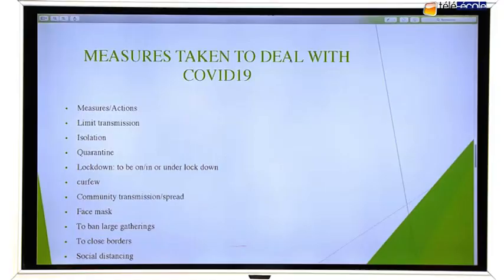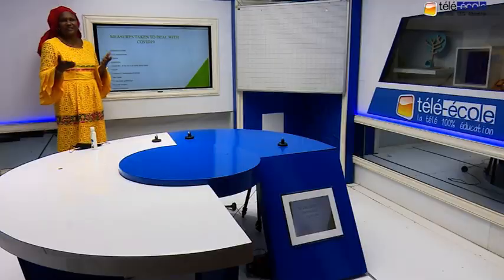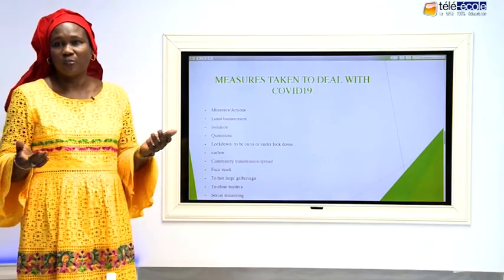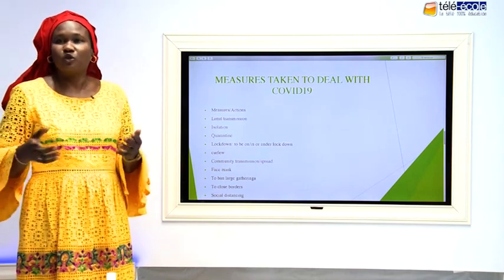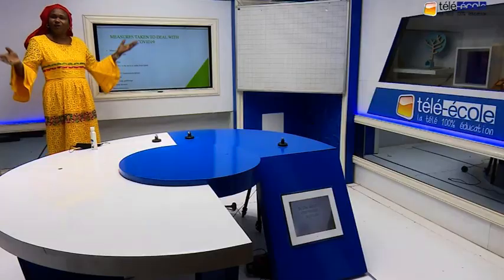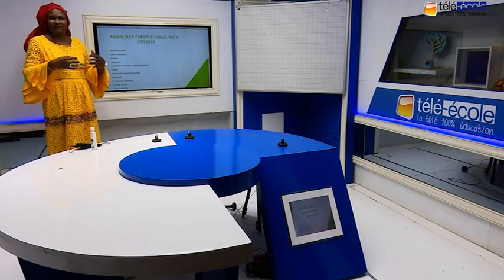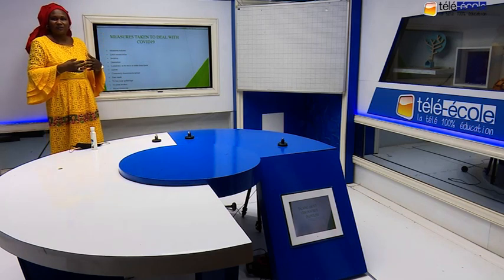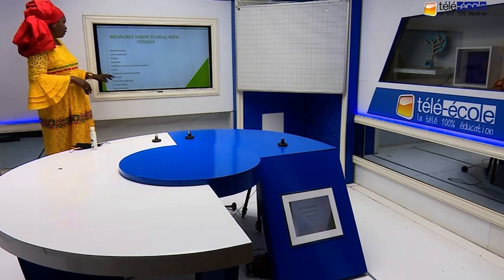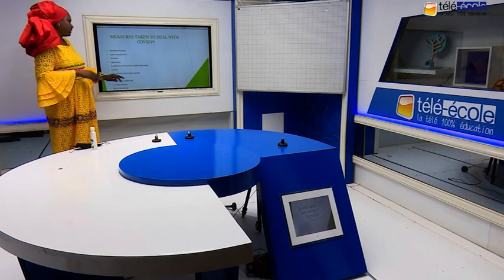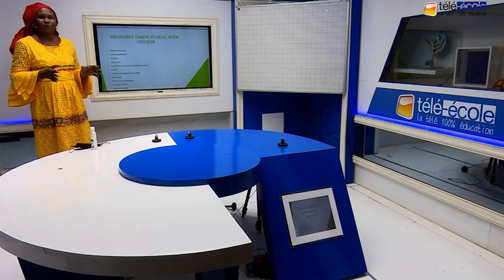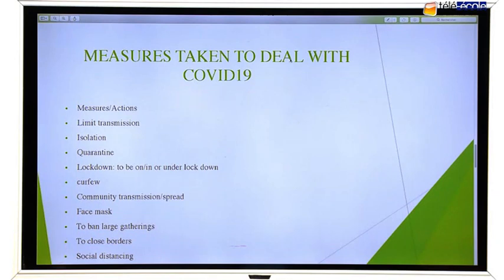We have to ban large gatherings. To ban large gatherings means that when you have a wedding ceremony, when a baby is born, or when someone is getting married, you can't call your friends and relatives to come and gather in your house. It's forbidden. A synonym of to ban is to forbid. So, large gatherings were forbidden or banned.